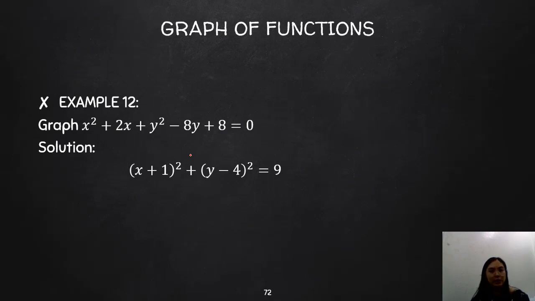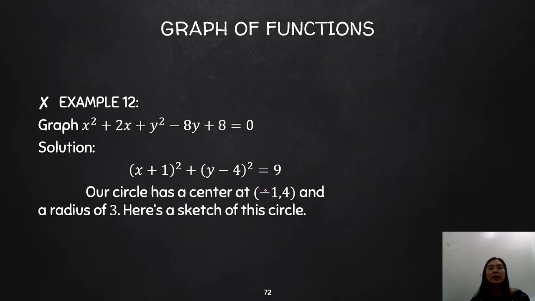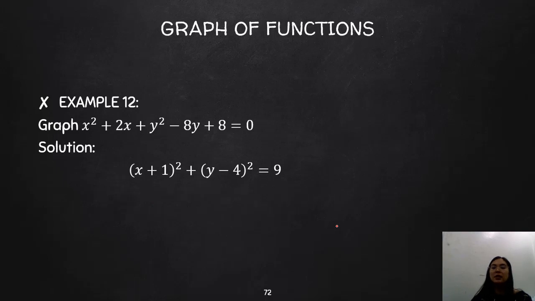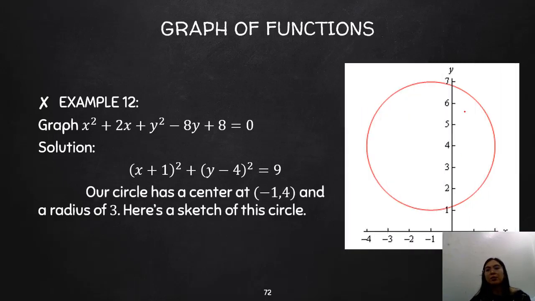So, ibig sabihin, kung yan po yung ating function, our circle has a center at negative 1 and 4, and of course the radius is 3. Sketching this will provide you this particular circle. Di ba? Again, it's negative 1 and 4. So the center is around here, and if you measure that particular radius, it's actually 3. Or kung paganyan, di ba, kung bibilangin mo, from negative 1 to 0 to 1 to 2 is 3.